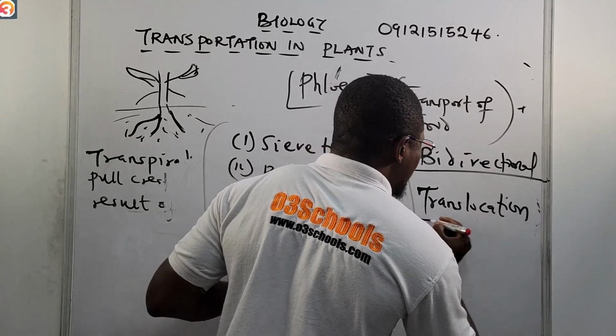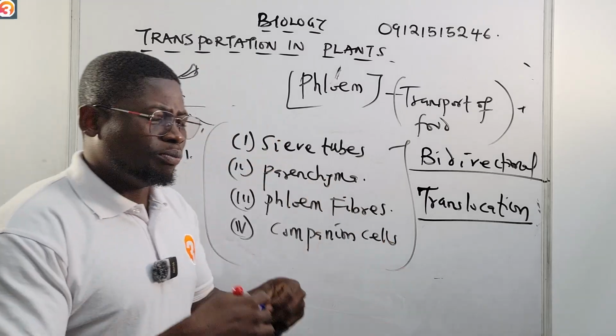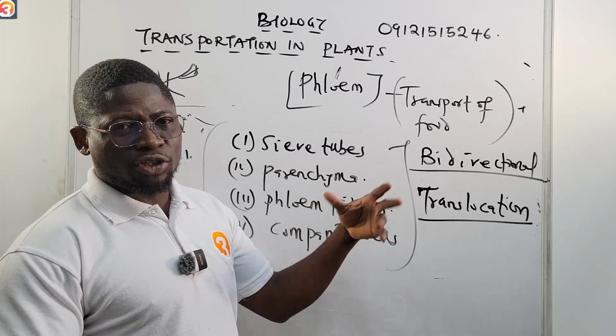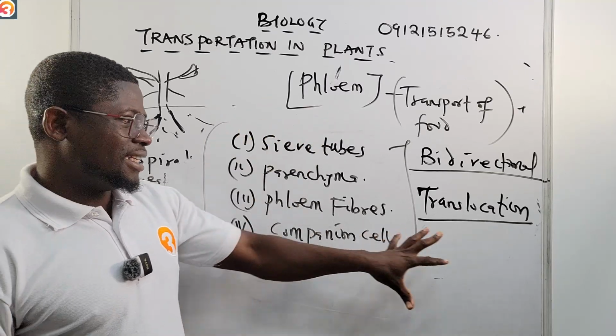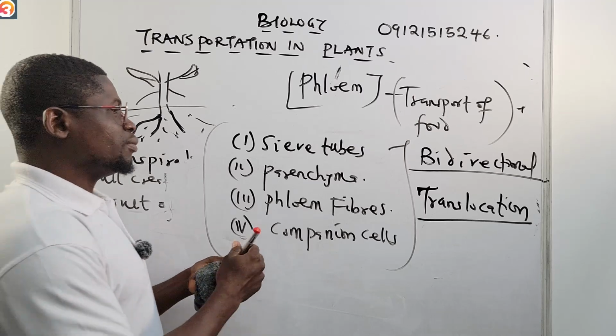Translocation. Okay, translocation. It's the process of transport of food, minerals, or nutrients to different parts of the plant in a bi-directional manner, by the phloem vascular bundle. It is called translocation. Translocation is different from guttation.